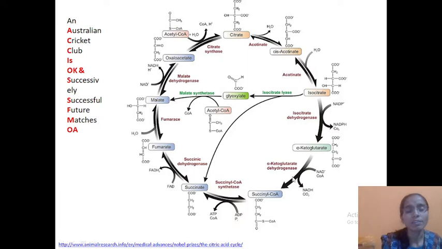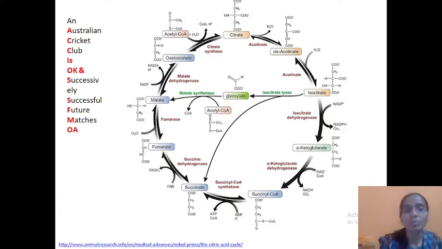The third one is at malate dehydrogenase. That is, three NADH are formed in this cycle. Then one FADH2 is formed at the level of succinate dehydrogenase, and one GTP is formed by substrate level phosphorylation at succinyl-CoA synthetase. Now, how will you remember each and every step so that there will be no mistake during drawing this cycle?